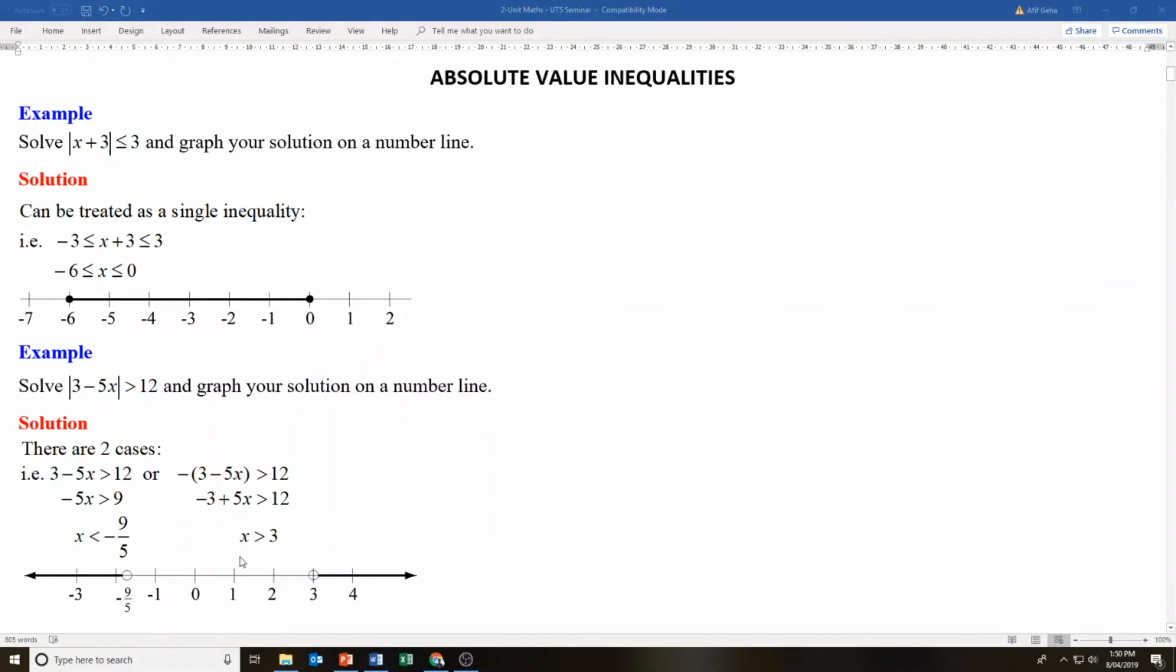And because there is no equality, it's an open circle there at minus 9 on 5, which is minus 1.8, close to minus 2, and then the arrow points to the left, and then starting at x equals 3, an open circle, and the arrow points to the right, all the values greater than 3.